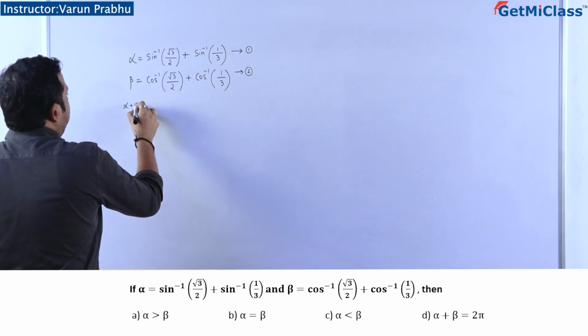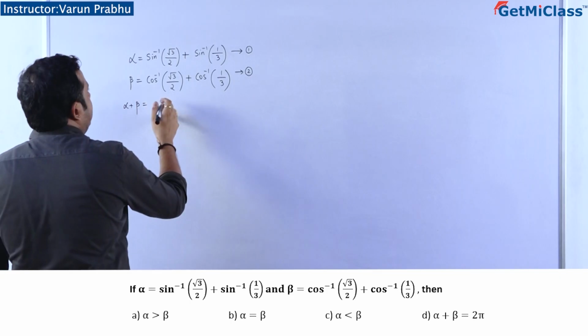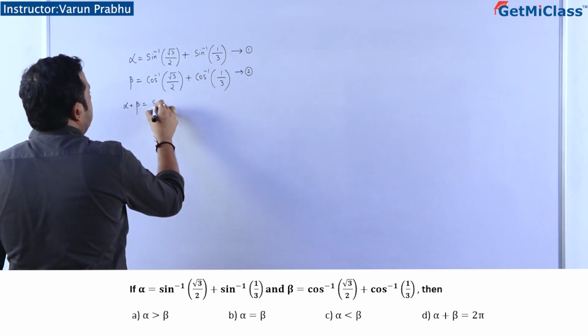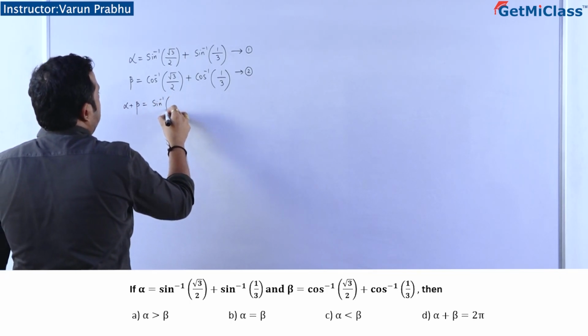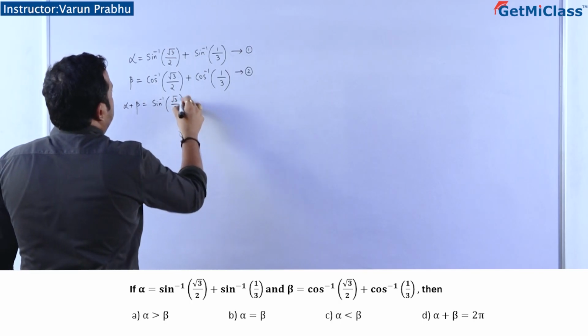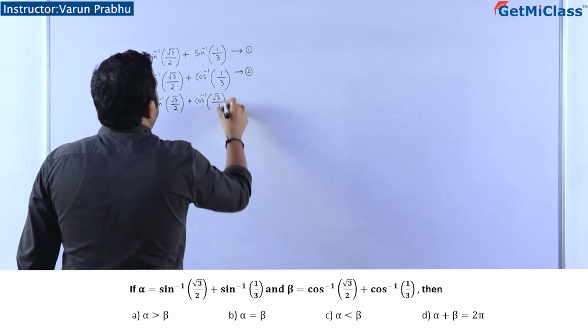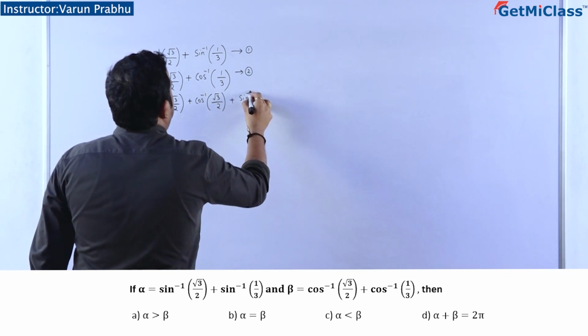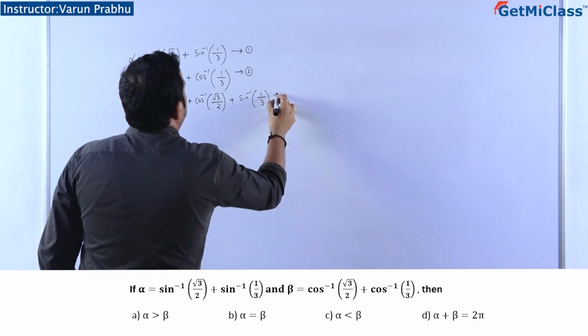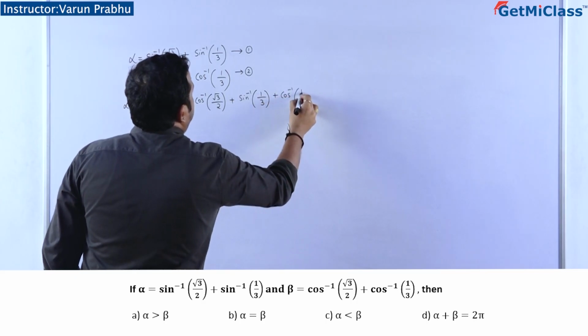If I just do alpha plus beta and cross check, what is the answer that we are getting? That is nothing but sine inverse of root 3 divided by 2, I'll write like this, plus cos inverse of root 3 divided by 2, plus sine inverse of 1 divided by 3 plus cos inverse of 1 divided by 3.